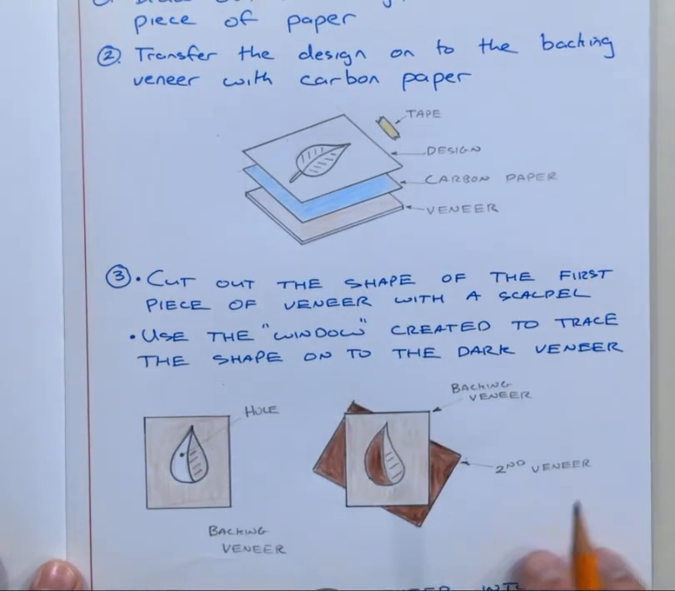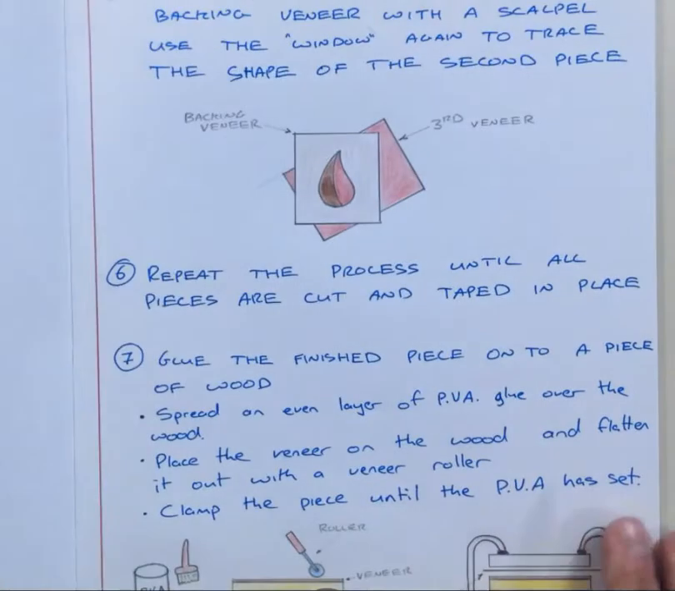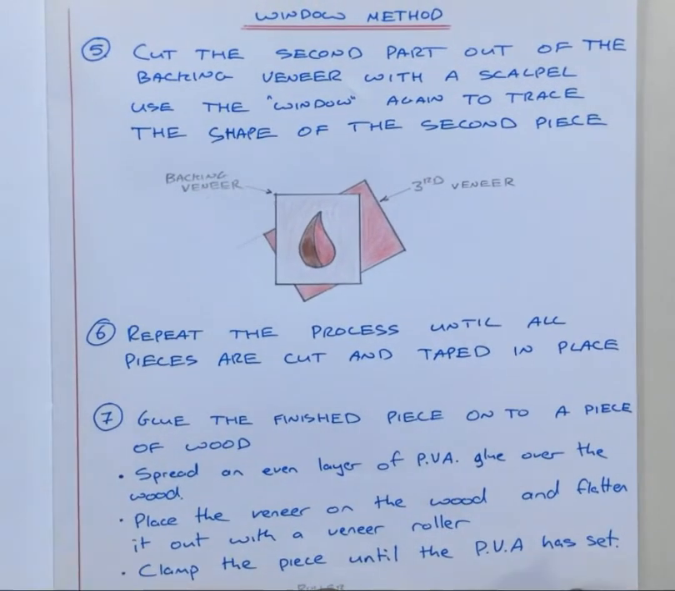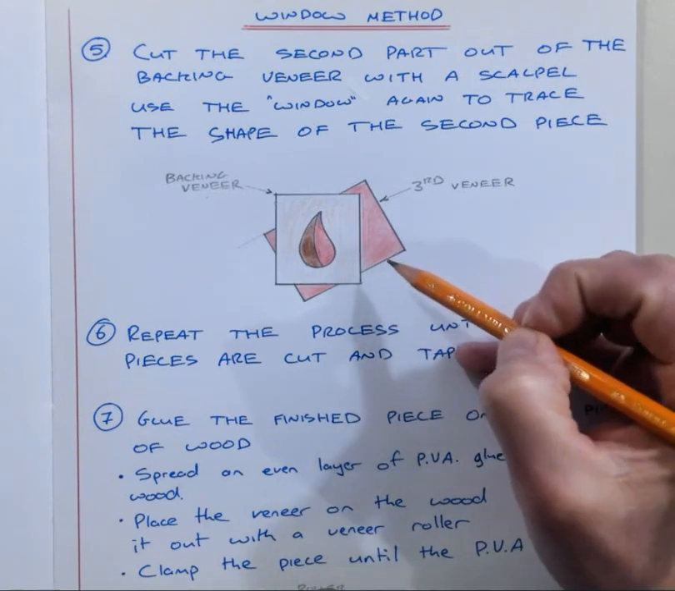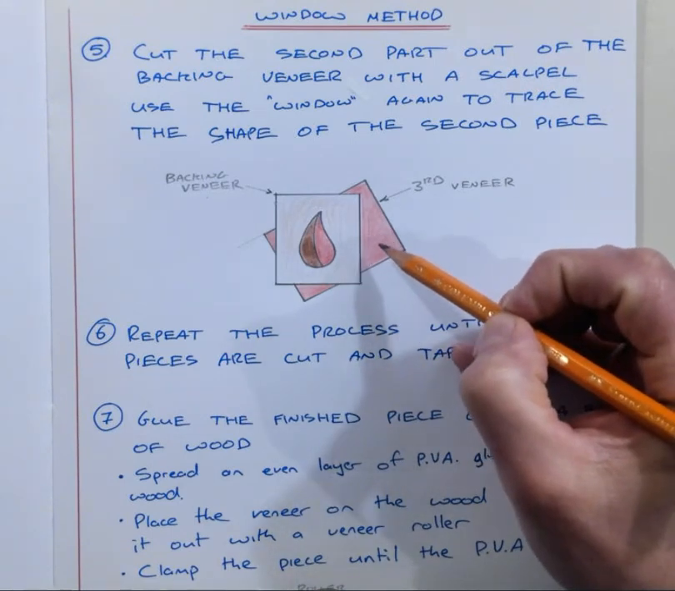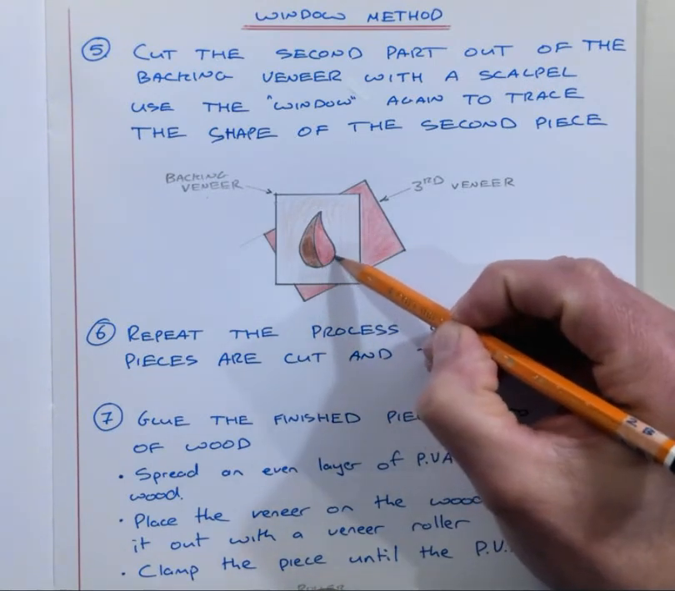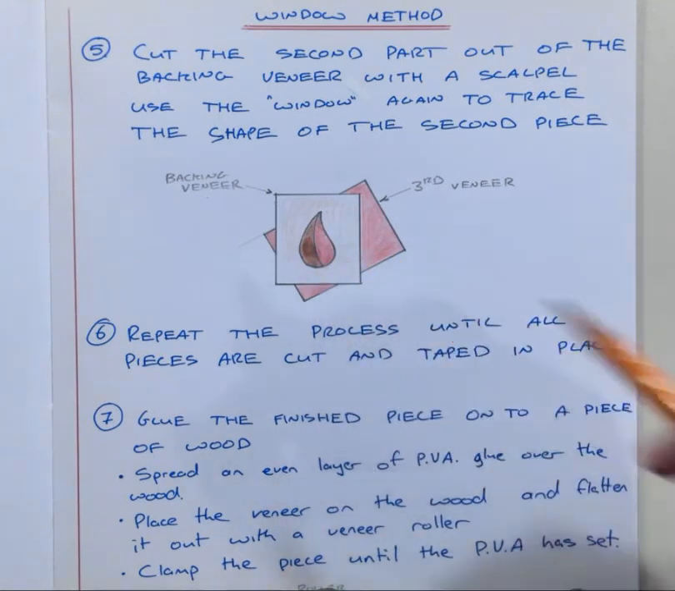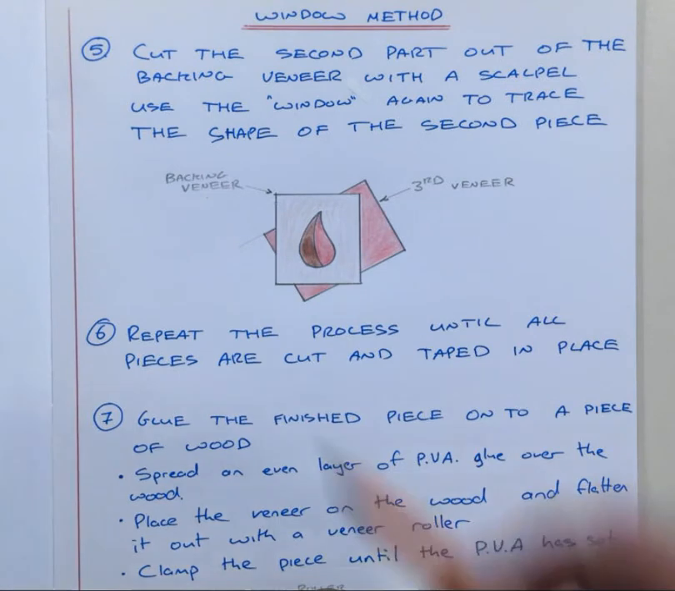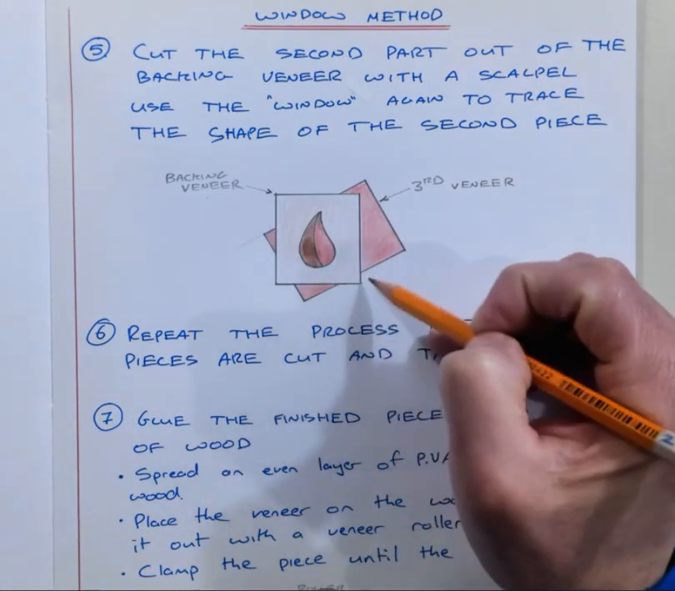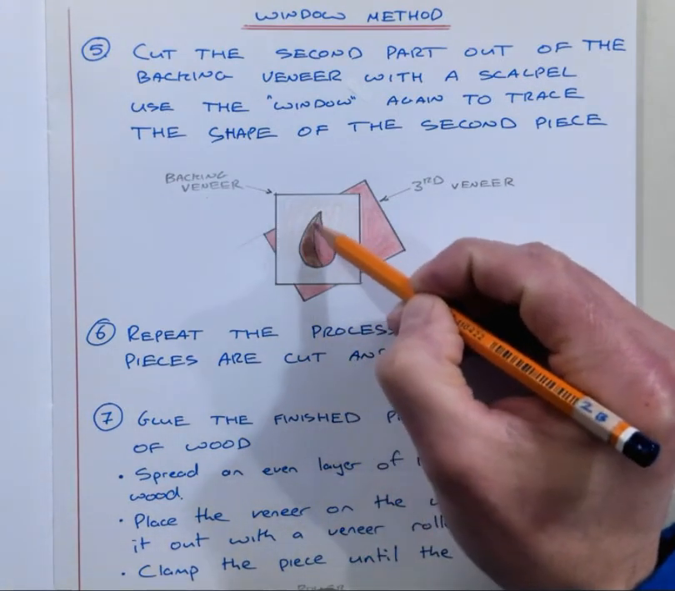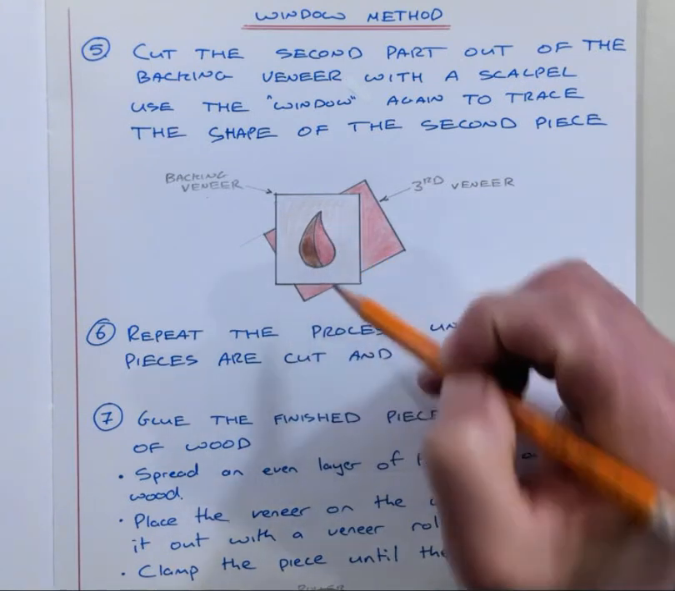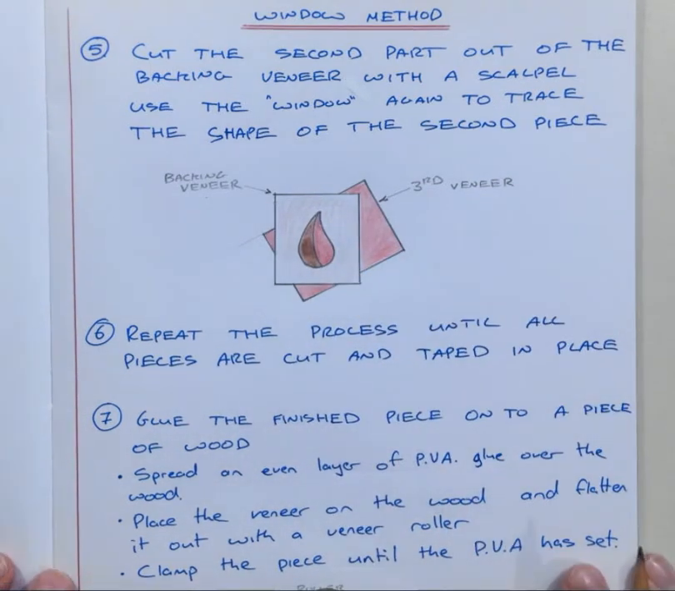So I cut that hole out, and again it's the same process. I take a different piece of veneer again, so a third piece of veneer, and I trace around the hole. So I trace around this hole again, and then I can go and cut out the white piece. So I end up with 3 pieces of veneer. I end up with the backing piece, a brown piece, and then the red piece, and I'll tape those all together.